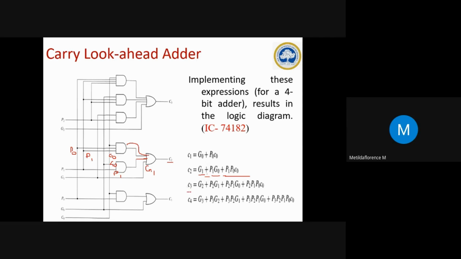Similarly, for C3, you connect these things, and you will get C3. Any doubt in making this circuit, ma'am? Otherwise, I can repeat once again. Is this clear? How to make the carry?